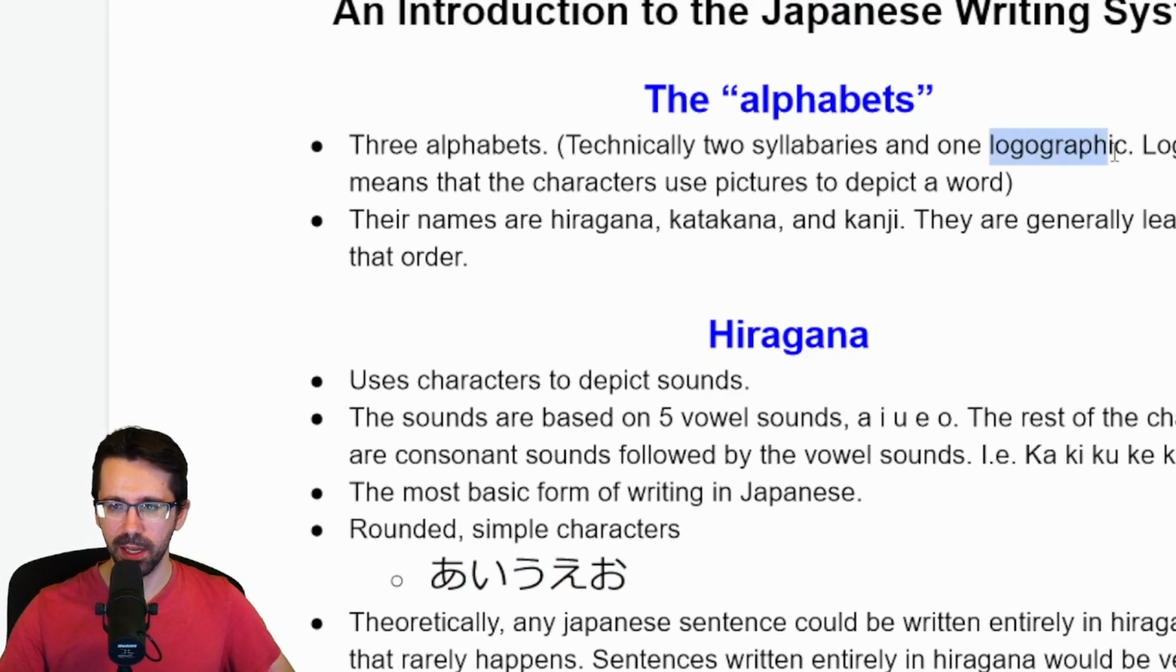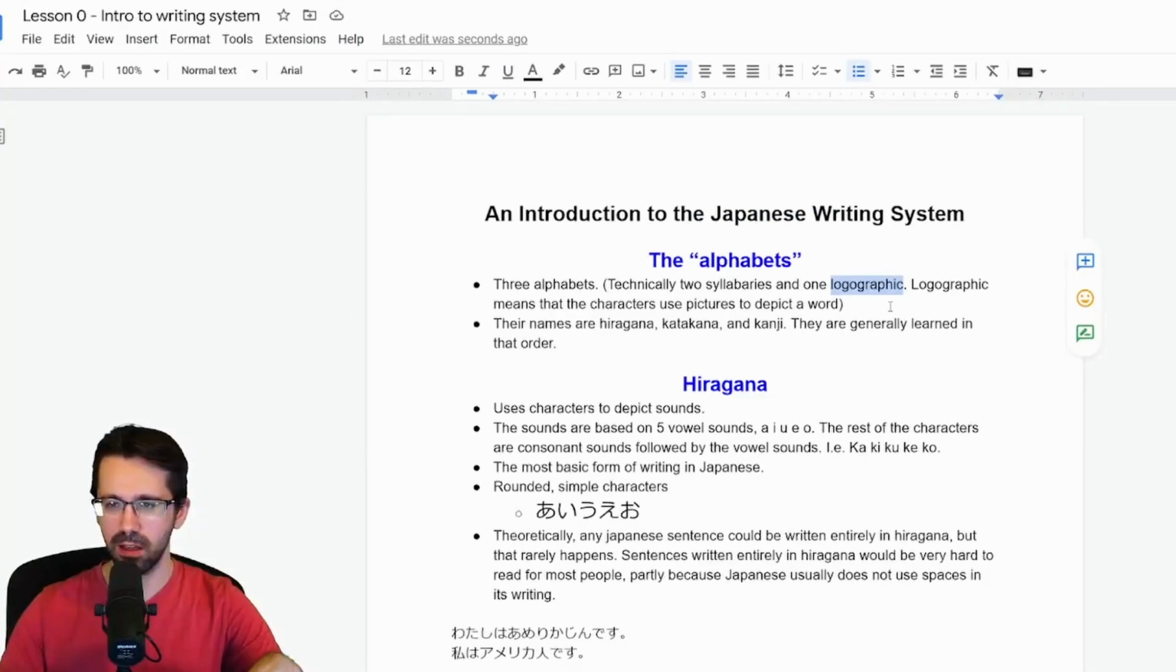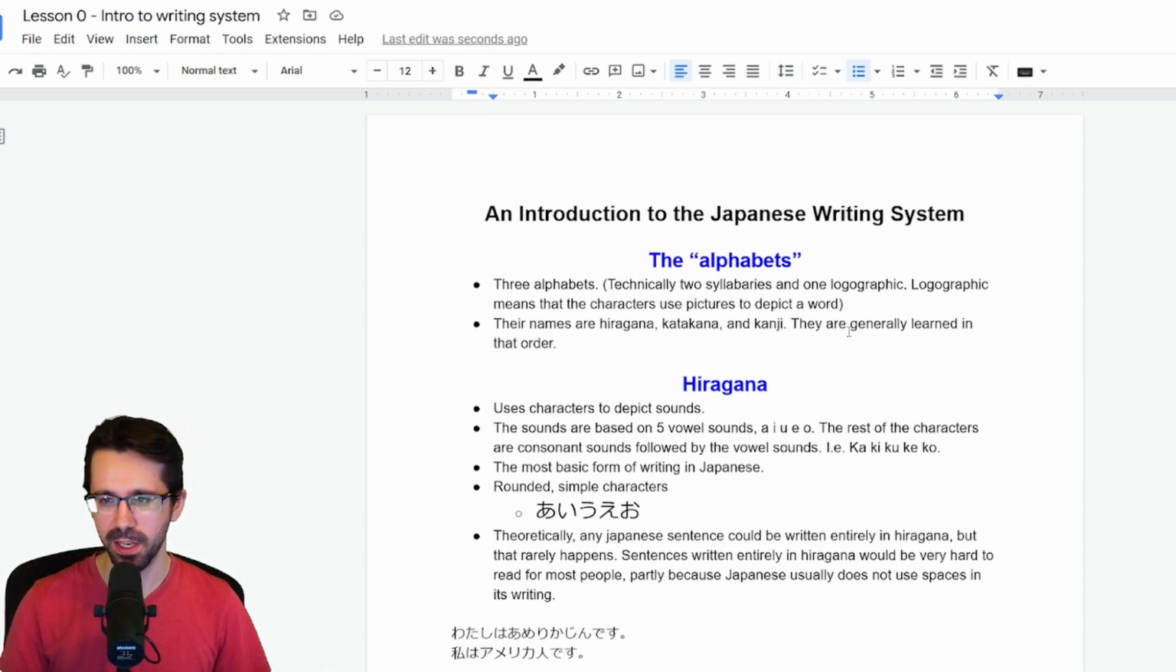The last one is kanji here, a logographic. And a logographic is a fancy word that you don't need to know, but it means that every character represents a meaning instead of a sound. And we'll look at that more when we're looking at kanji. But for today, we're mainly just looking at hiragana, the first one that you need to be thinking about.